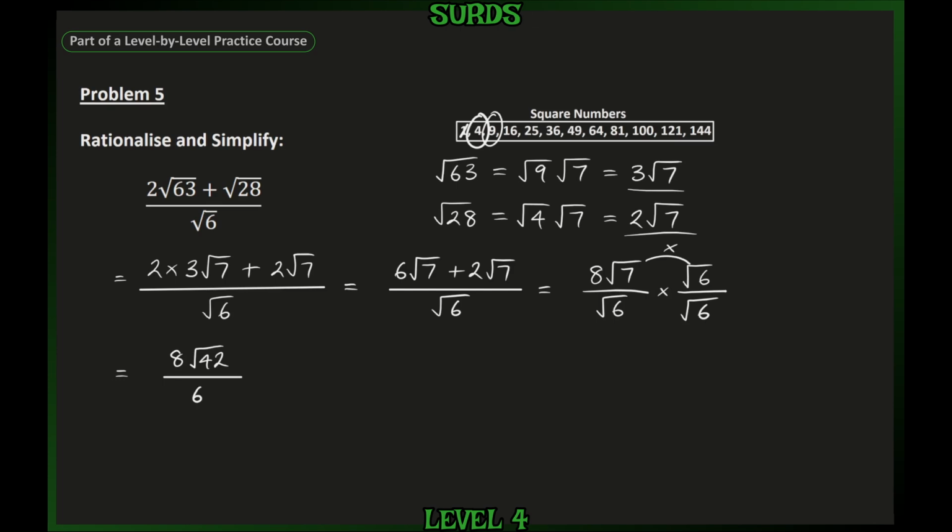Now we can simplify this fraction because 8 and 6 can both be divided by 2. So we can divide the top and bottom of the fraction by 2, and this gives us 4 root 42 divided by 6 divided by 2 is 3. Now it looks as though we should be able to simplify the square root of 42, but actually 42 can't be written as a product of two numbers where one is a square number. So this means that 4 root 42 over 3 is simplified, and this is our final answer to problem 5.